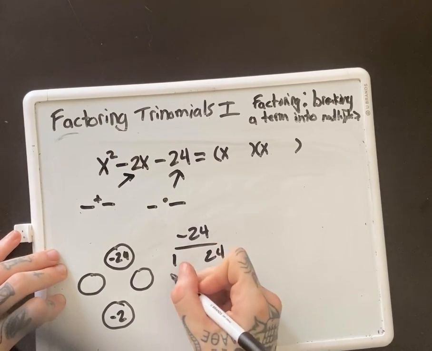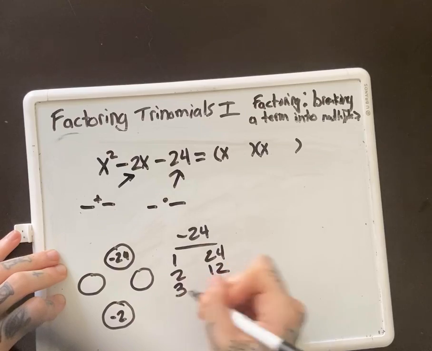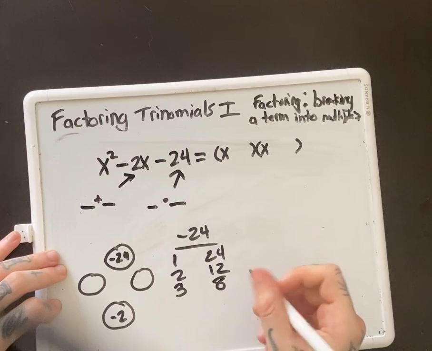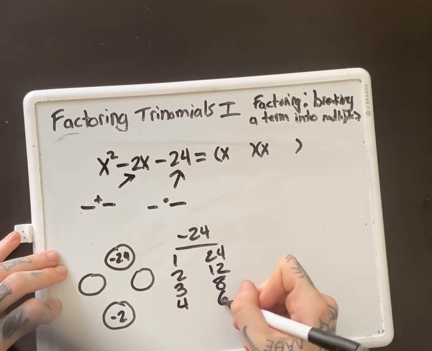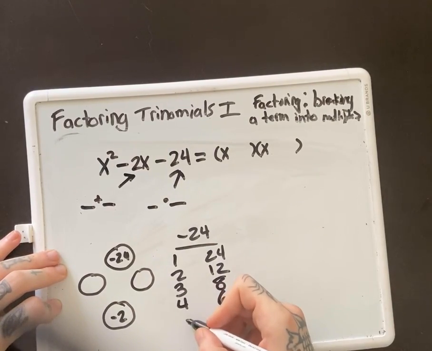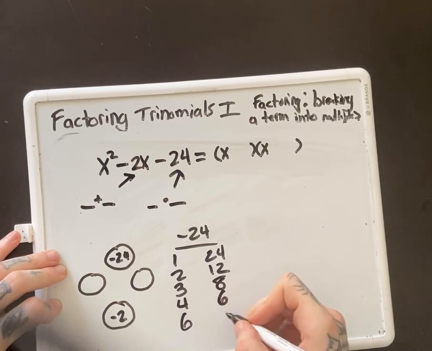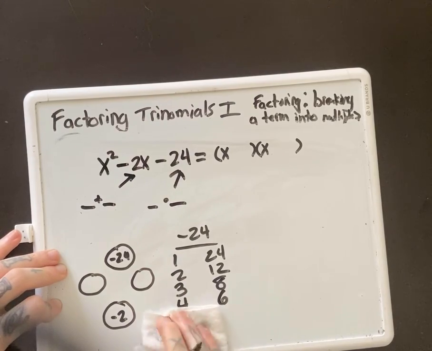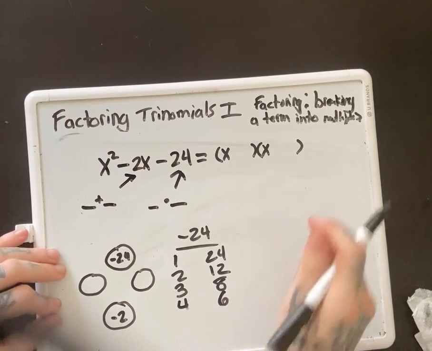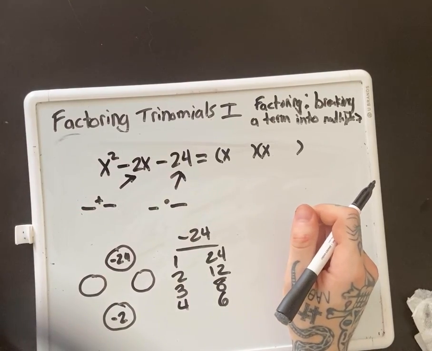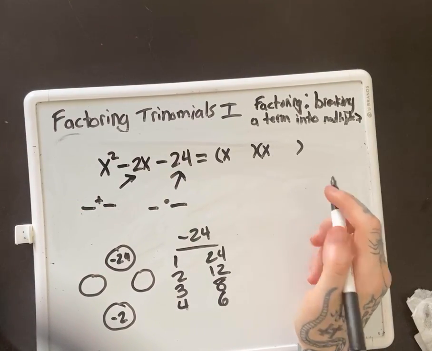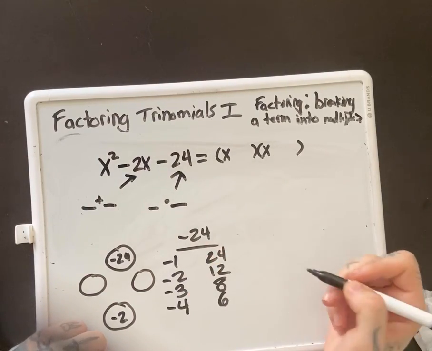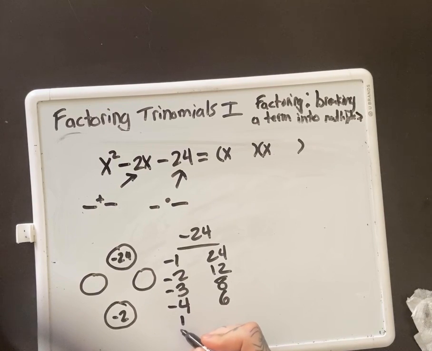So, 1 and 24, 2 and 12, 3 and 8, 4 and 6, 6 and 4. Oh, we already did that one. All right, so those are all the factors for positive 24, but this is negative 24, so there's twice as many. So these are all negative, but now we have the positive ones too.